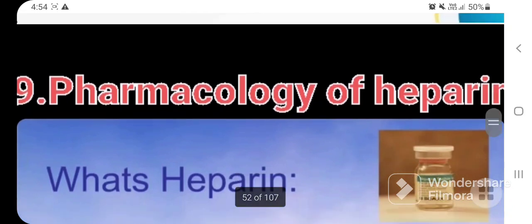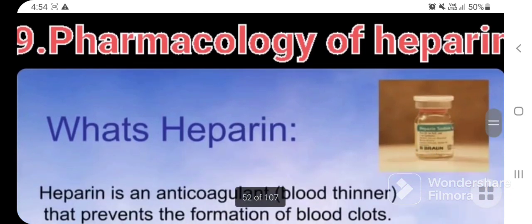Then our 9th question is the pharmacology of heparin, one of the very important anticoagulants, a blood thinner. In our world we call it a blood thinner. It will thin the blood. This heparin is naturally produced in the human body. If it fails to be produced naturally, we give heparin intravenously.